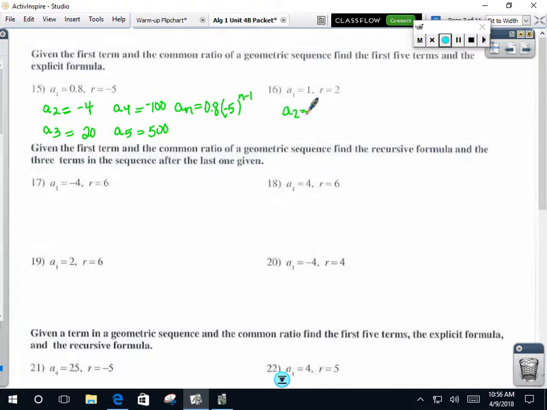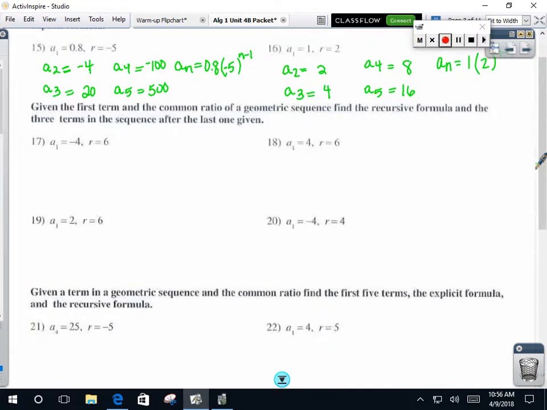All right, number 16. The first term is 1. The common ratio is 2, so the second term would be what? 2, because 1 times 2 is 2. The third term would be 4. The fourth term would be 8, and the fifth term would be 16, right, you just multiply by 2 every time because that's what the r value is. Now to write the explicit formula, what comes first in it? Right. The first term times the r value to the n minus 1.